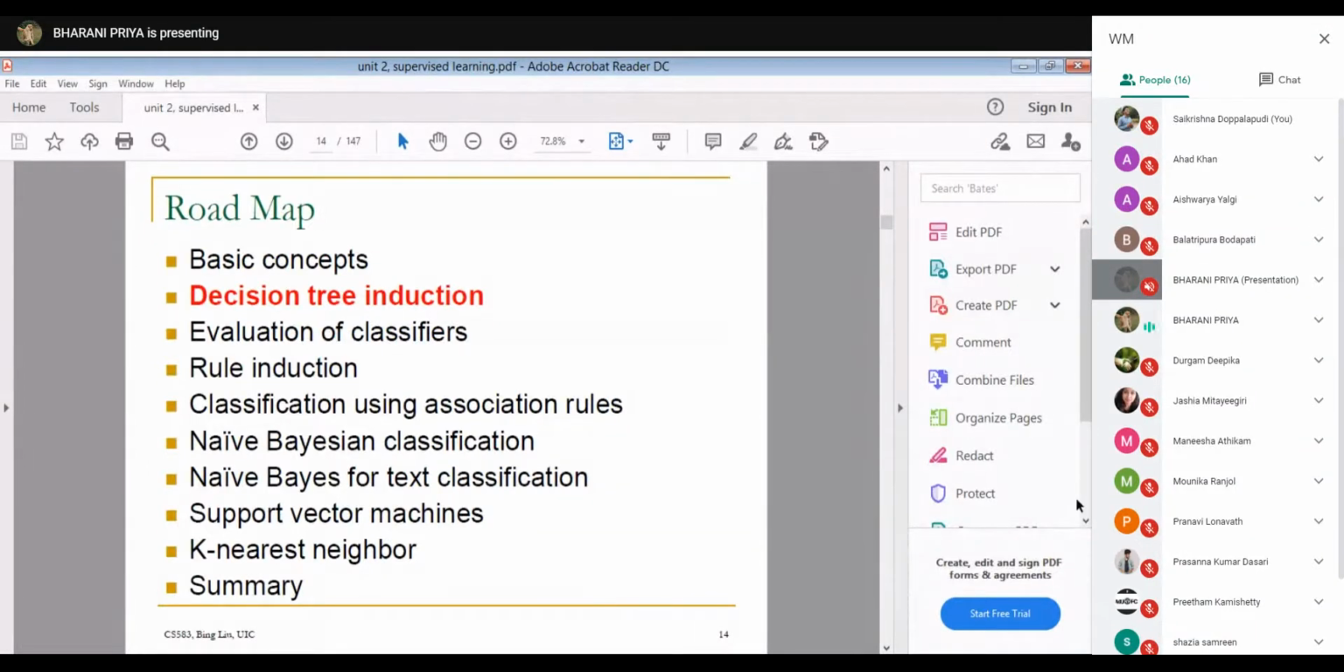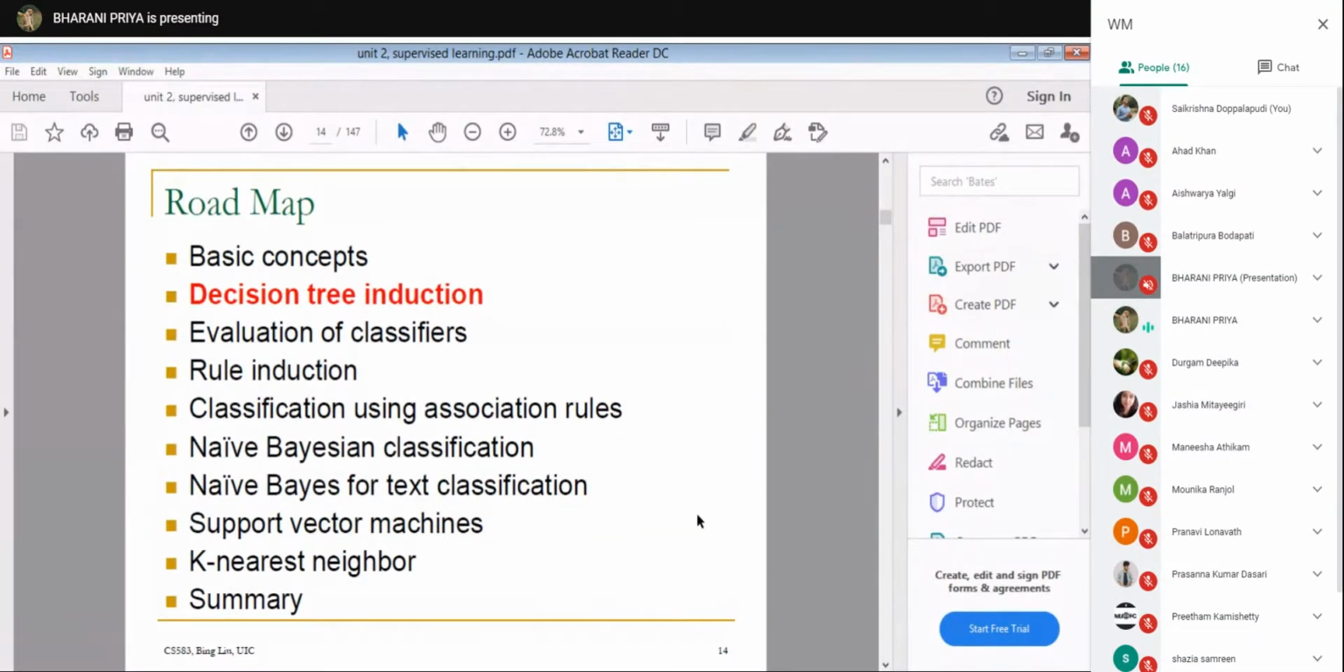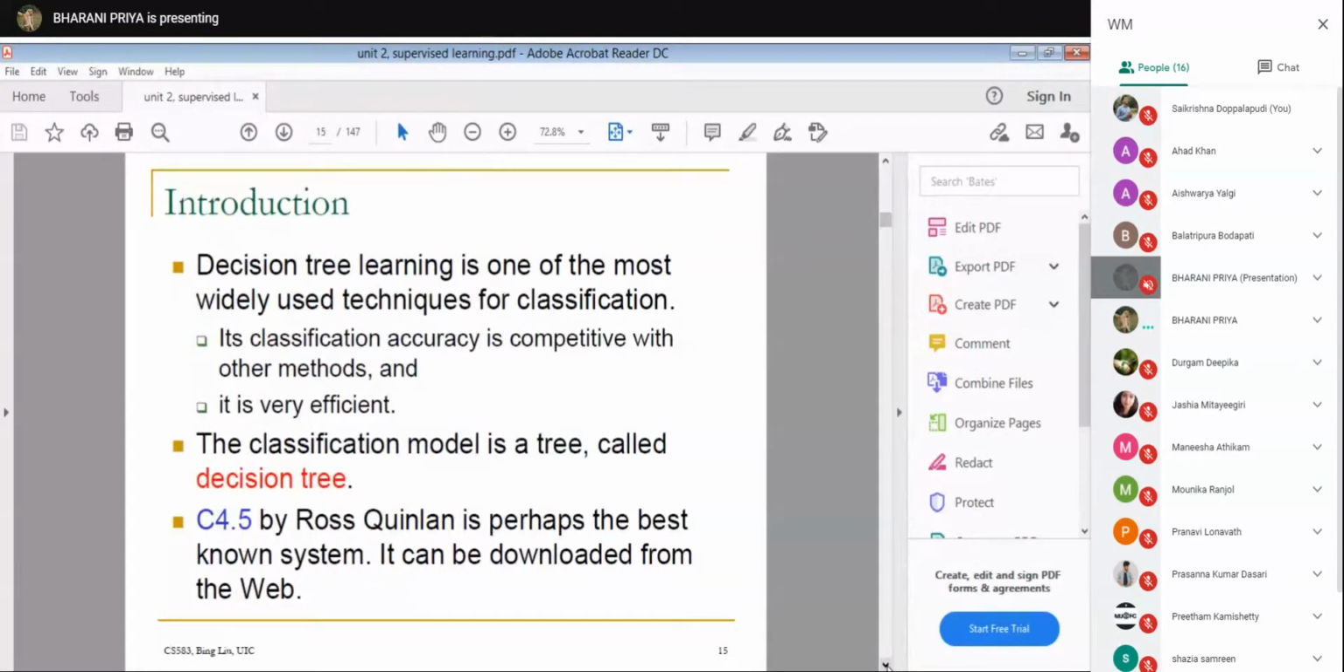Class, we have seen the introduction of supervised learning. Now let us see what is a decision tree. Decision tree is one of the techniques that is used in classification. The algorithms that are used for decision tree are ID3 and C4.5. ID3 uses information gain, whereas C4.5 uses gain ratio. Apart from information gain and gain ratio, there is another measure called Gini index.